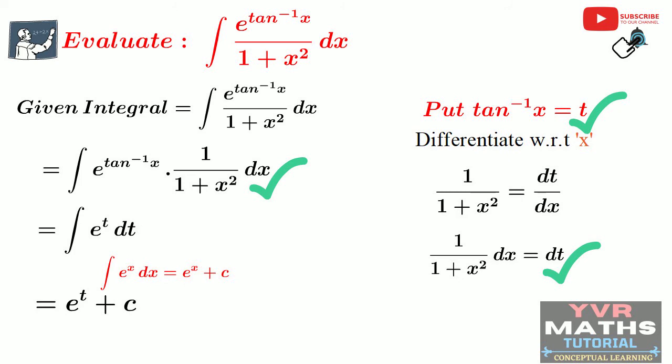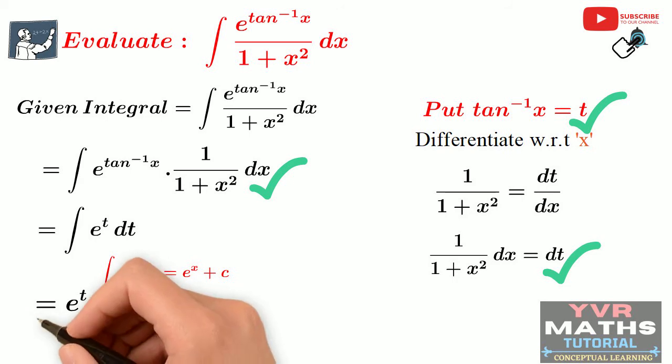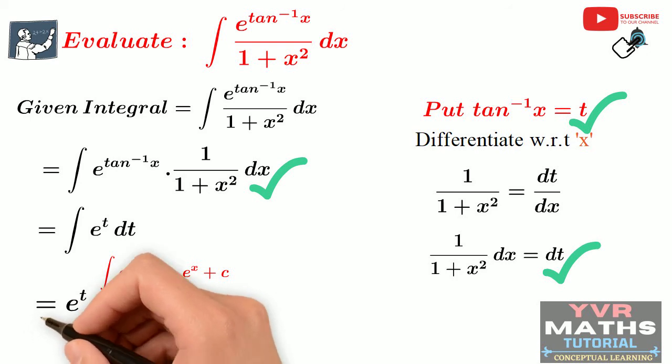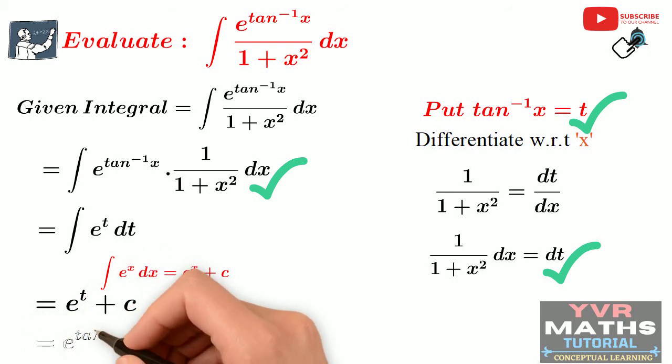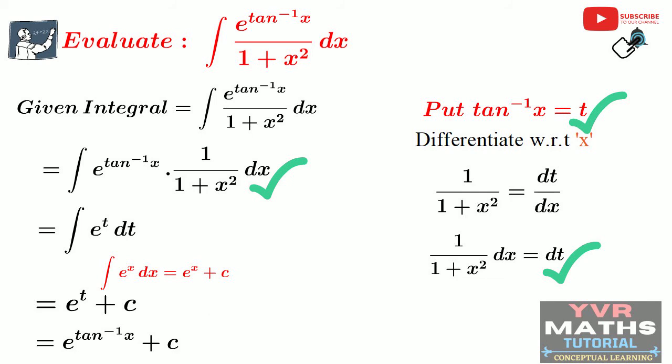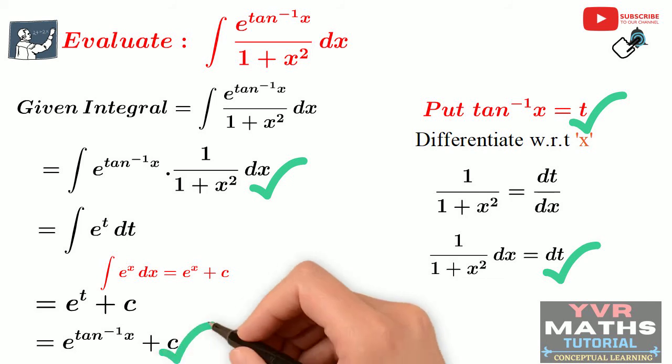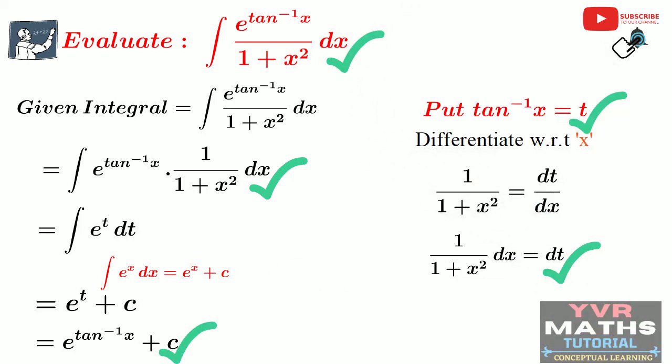Now, replace the new variable by the original variable in the answer. So, what is the new variable here? t. And what is the original variable function? Tan inverse x. So, in place of t, if we substitute the original variable function tan inverse x, then what will we get as the final answer? See here, e power tan inverse x plus c. So, this is the final answer for the given integral. I hope you understand.